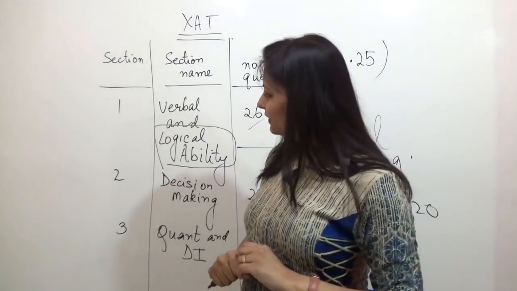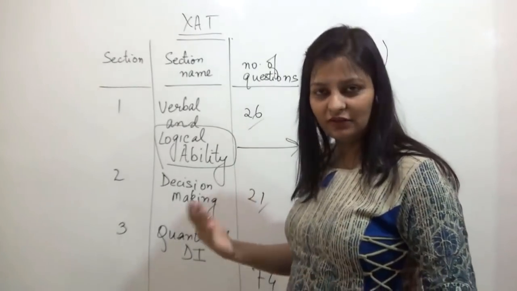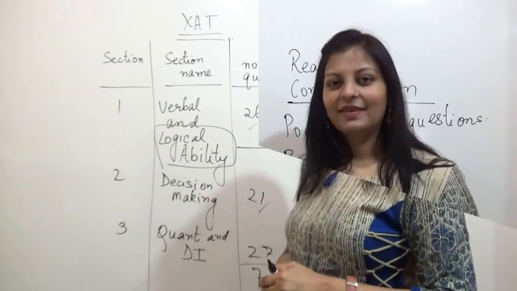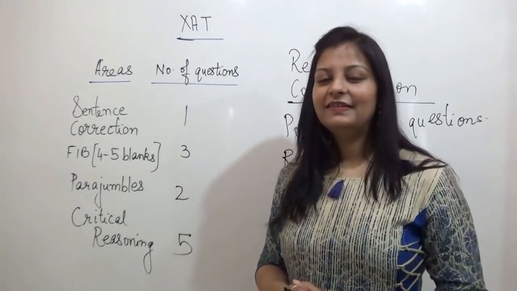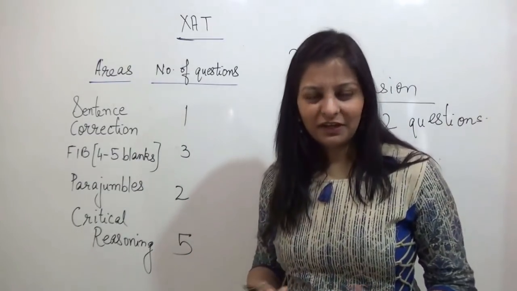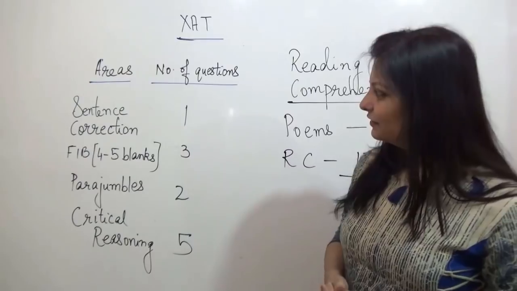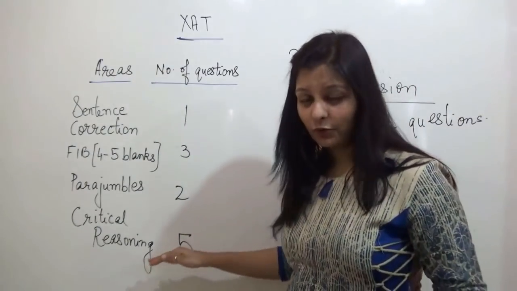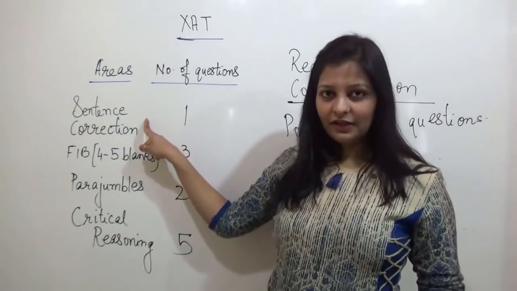Okay, now let us move on to verbal and logical ability in further detail. Now let us look at the distribution of questions as they came in verbal and logical ability last year, and as they are to be expected in 2019 as well. As you can see here, these were the areas from where questions came in verbal and logical ability. There were questions from grammar, that is sentence correction.